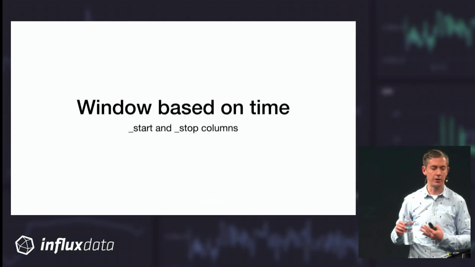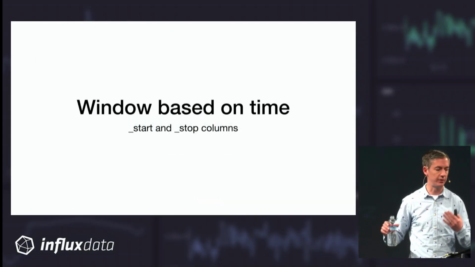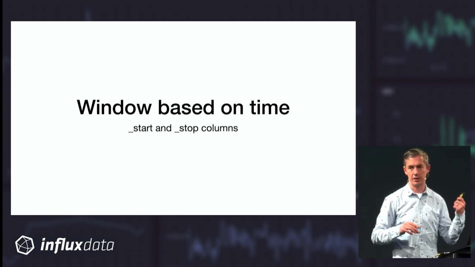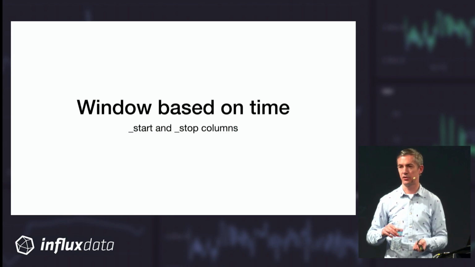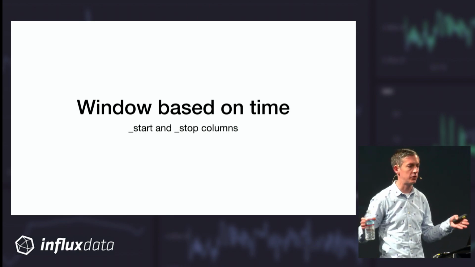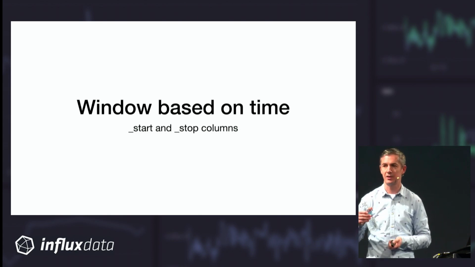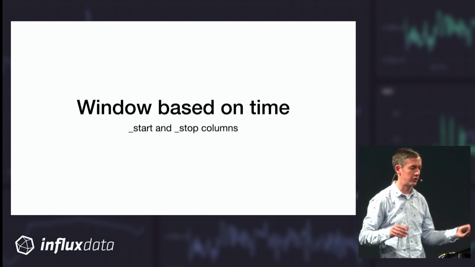As I said, window works based on time dimensions, and under the covers, the time dimensions that we look at are something called _stop and _start. Those represent the range of data for any given table, like the time range. And then _time is obviously the built-in time that we give to every single value.